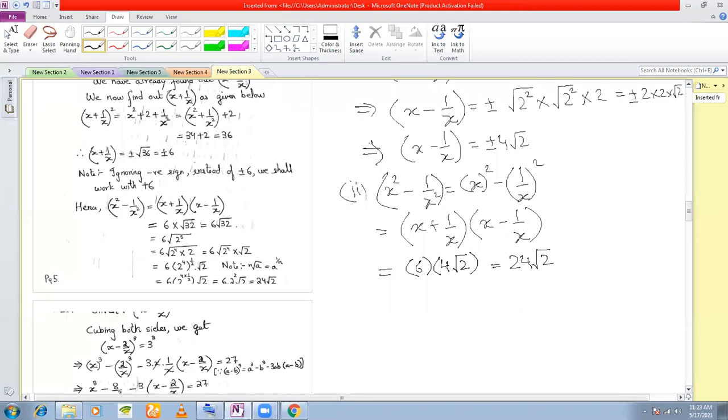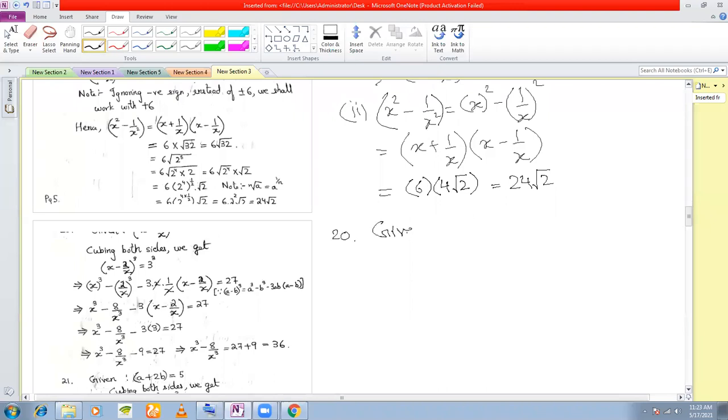So I'll move on to the next problem then, which is number 20, and we'll finish this. Number 20 given here is x minus 2 by x is equal to 3. Let me write the question first. If x minus 2 by x is equal to 3, find the value of x cube minus 8 by x cube.